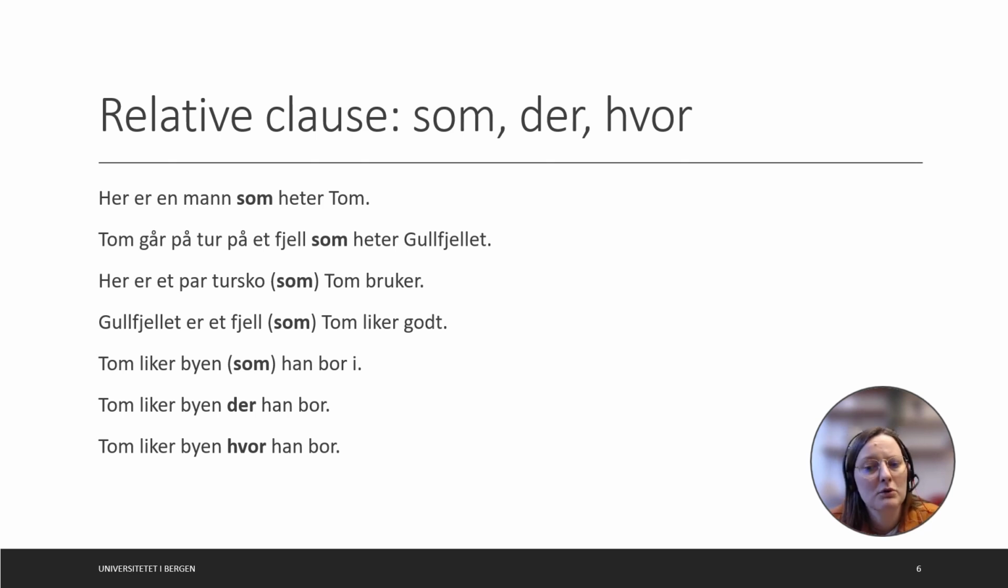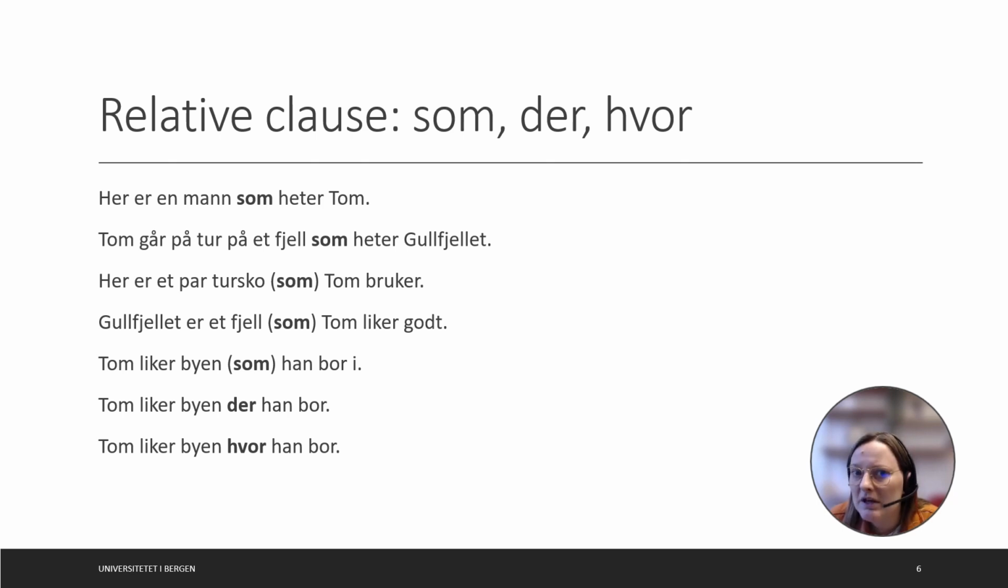Tom går på tur på et fjell som heter Gullfjellet. Tom goes for a hike on a mountain which is called Gullfjellet. Here, som heter Gullfjellet is describing the place adverbial a bit more detailed. Hvor? På et fjell. På et fjell som heter Gullfjellet.